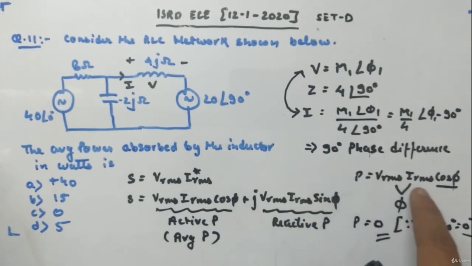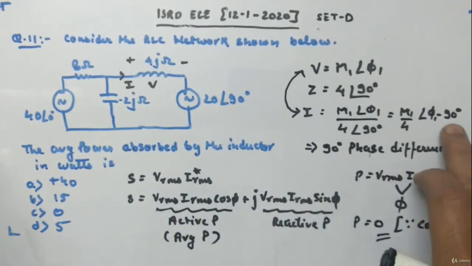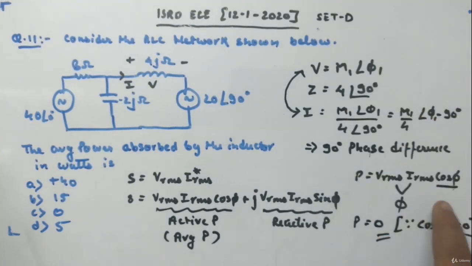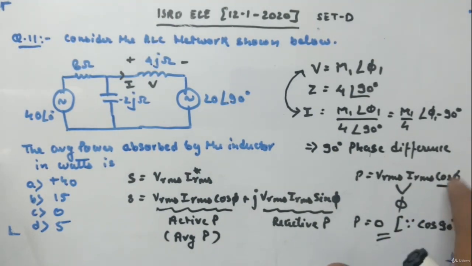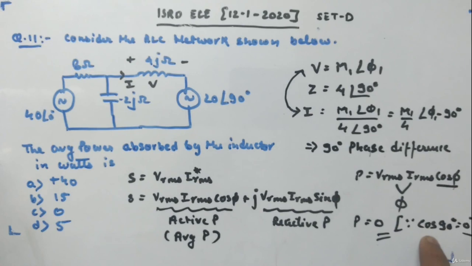So power is equal to Vrms Irms cos phi, where phi is the angle difference between V and I. Here, V and I have a 90 degree phase difference. If you plug in 90 degree, cos 90 becomes 0, and because of that power will be 0. So the average power across this inductor is 0, because cos phi is cos 90, which is 0, and phi is the angle between the voltage and current, that is 90 degree. That's why power is 0, since cos 90 degree is 0. So the answer will be C.